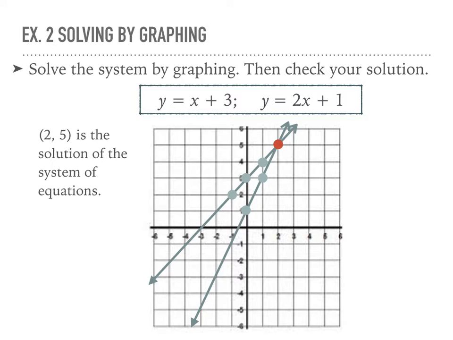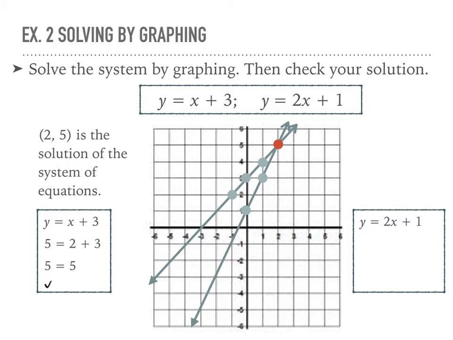Now we can prove this algebraically by substituting x equals 2, y equals 5 into both equations. And since we have a true statement here, that shows me (2, 5) is a solution to the first equation. Now let's substitute (2, 5) into the second equation. This is also a true statement, telling us that (2, 5) is definitely the solution to that system of equations.